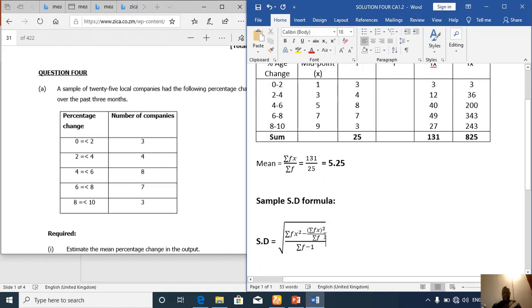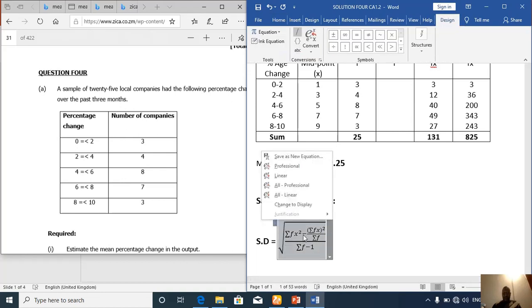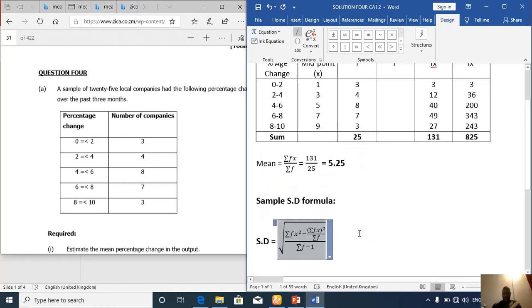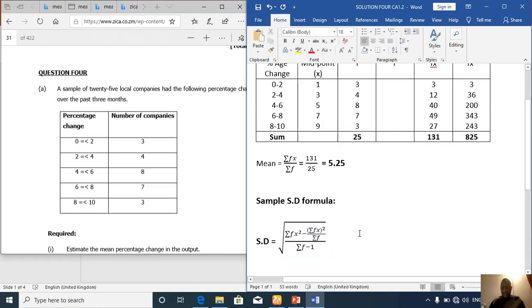Now let's look at the standard deviation. The standard deviation, we need to place those figures into the formulas. So placing the figures into the formula. This is a formula for standard deviation for a sample. Remember, we are looking at the sample. That's what we are dividing by summation of f minus 1.